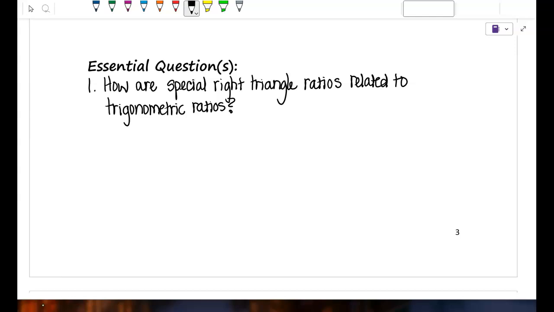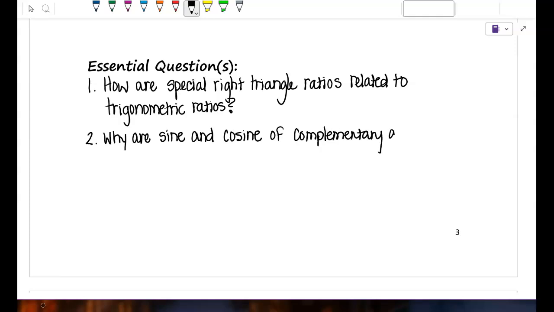The second question: why are sine and cosine of complementary angles equal? And sine is spelled S-I-N-E, and cosine is C-O-S-I-N-E, of complementary angles equal.